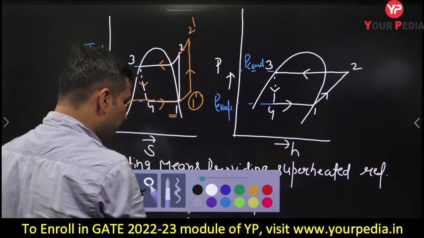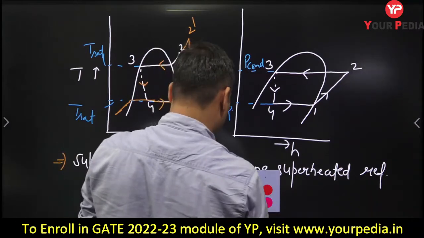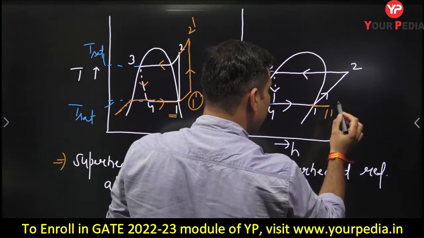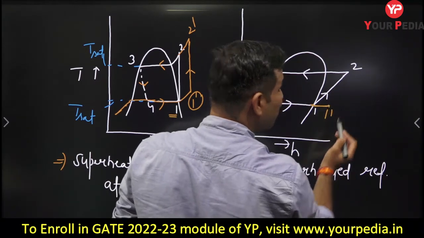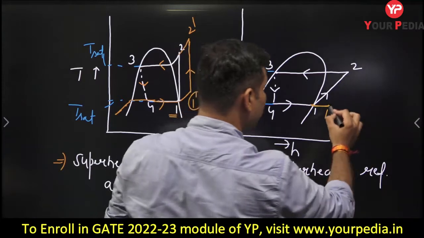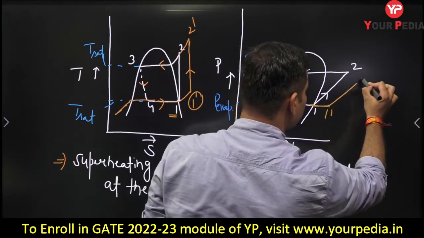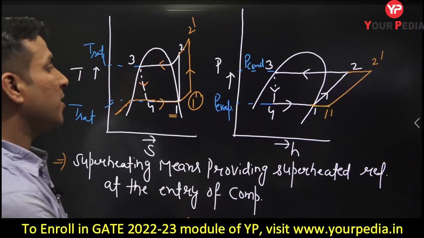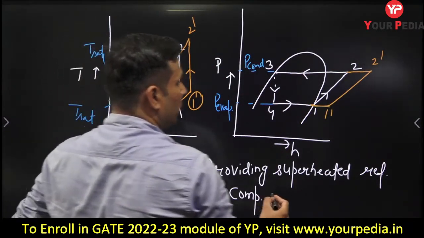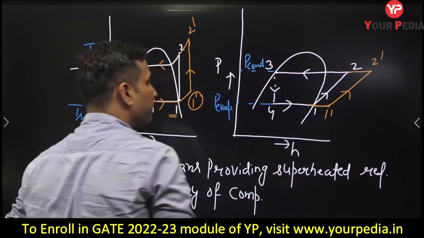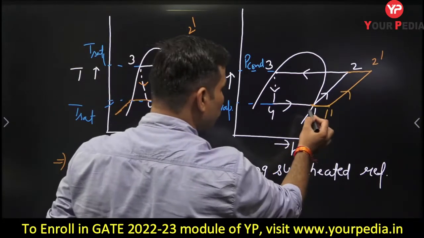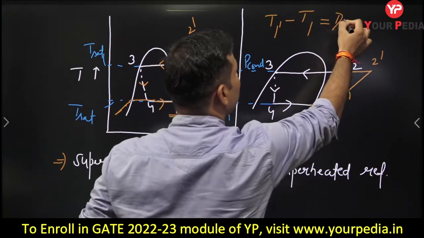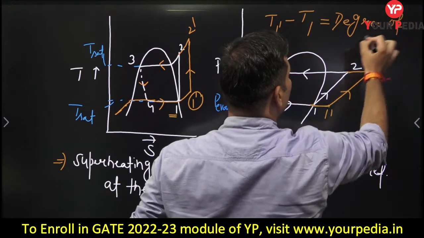Here also, if you show the superheating, this line will further extend somewhere here. So this is 1 dash, and then the slope will decrease. Here the slope will be more, and here you will have a slope something like this. So this is 2 dash, and the process will be something like this. This 1 dash to 1, that is T1 dash minus T1, is known as the degree of superheat.